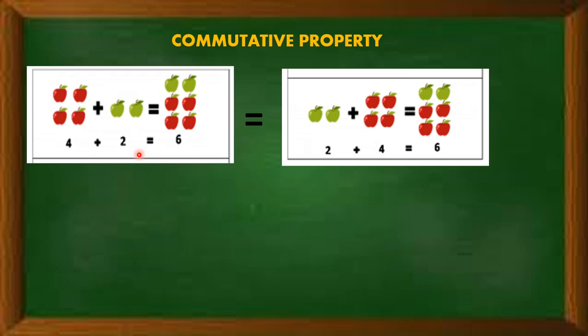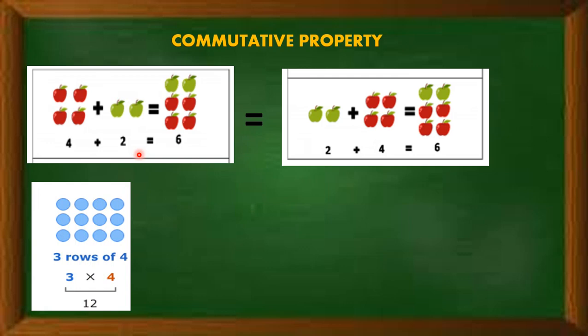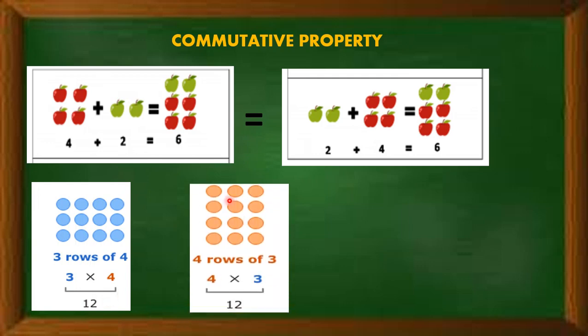In the same way, we observe this in multiplication also. If we have 3 rows of 4 dots, we write 3 into 4, that is equal to 12. Also, if we have 4 rows of 3 dots, that means 4 rows multiplied by 3 dots, that is 12 dots. Here we are writing 3 multiply 4, and here we write 4 into 3. So 3 into 4 and 4 into 3 both give product 12. So here also we can say both are equal.